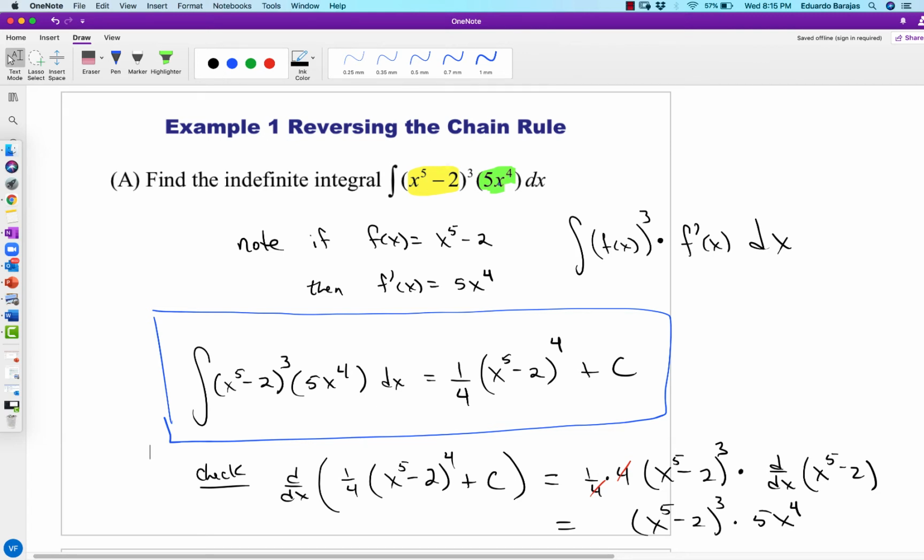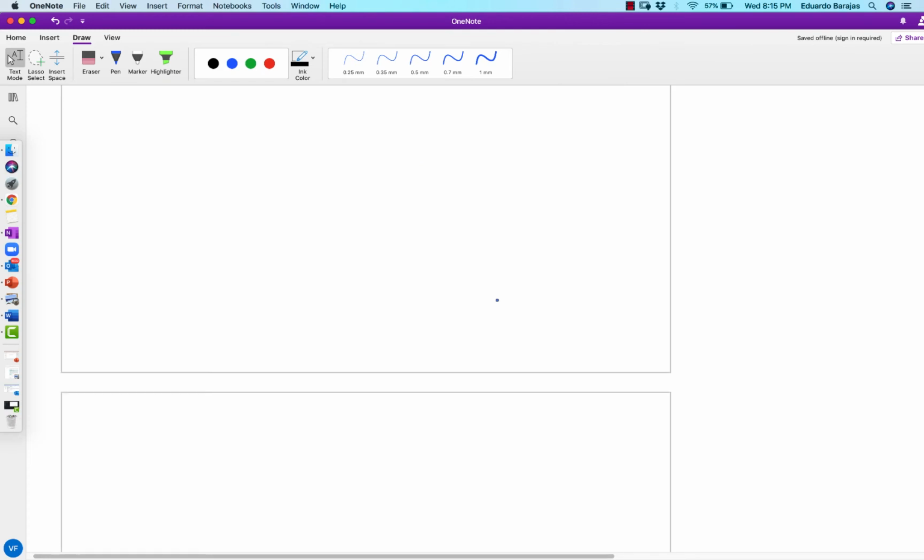To some degree, we'll be able to manipulate it a little bit, as we'll see in a few examples down the road, but for the most part, it needs to be there. If it's something else, it gets more complicated, or we may not be able to solve it. Okay, let's try another one.